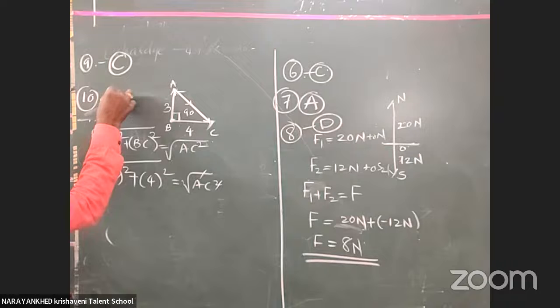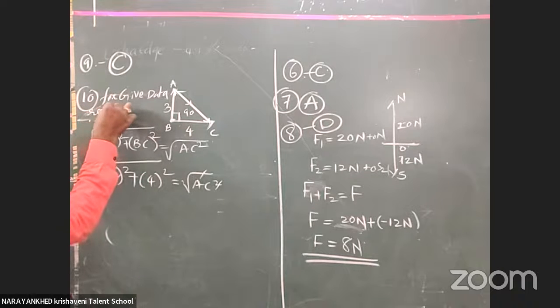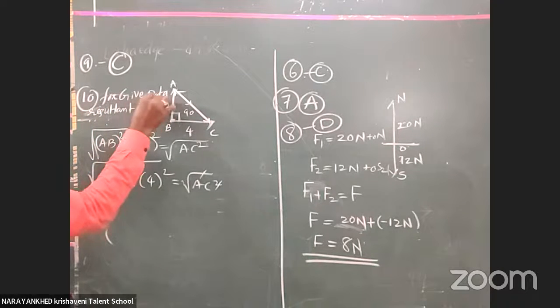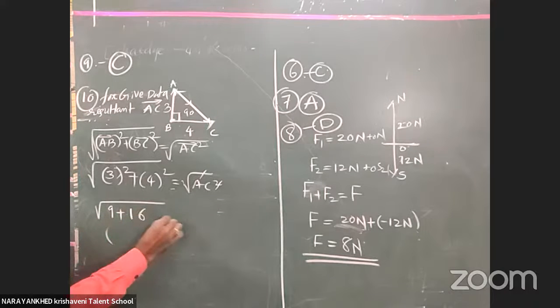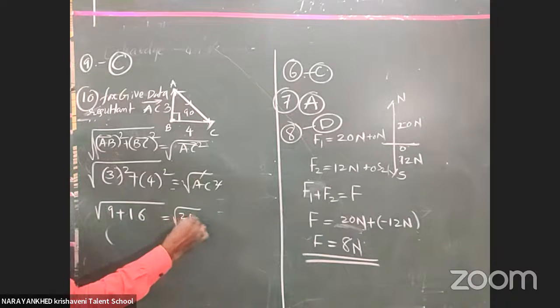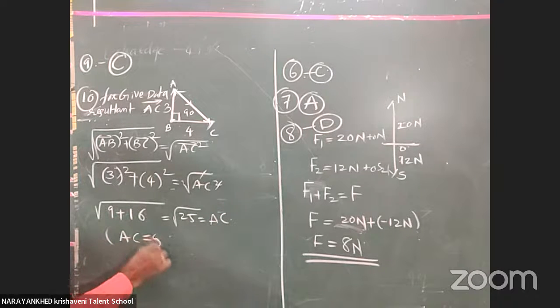For the given data, the resultant AC bar. Okay, clear or not? Now the AC bar whole square plus BC bar whole square is equal to the square root of AC bar square. Now it is equal to taking 9 plus 16, which is the square root of 25. It is equal to AC. Now AC is equal to 5. Okay, the answer for the 10th one is okay.